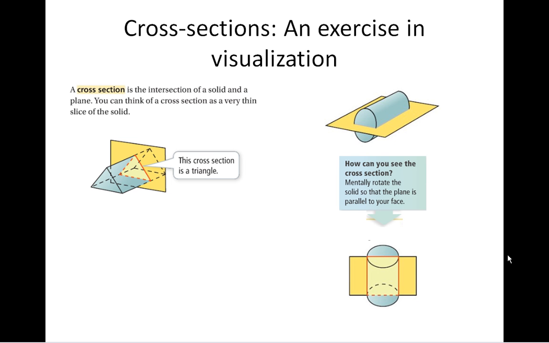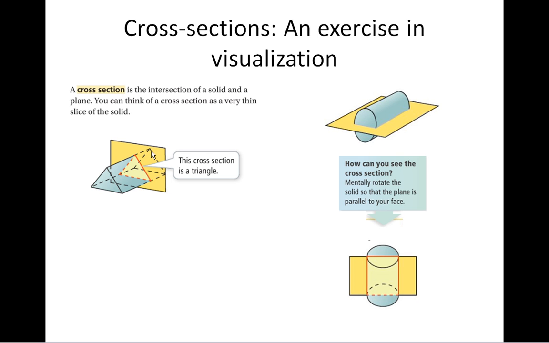Not too difficult. Now this next part, talking about cross-sections, this is an exercise in visualization, and this is really hard to actually teach. You just have to picture it in your brain, and it takes some practice. A cross-section is the intersection of a solid and a plane. So we could think of it as just a very thin slice of the solid.